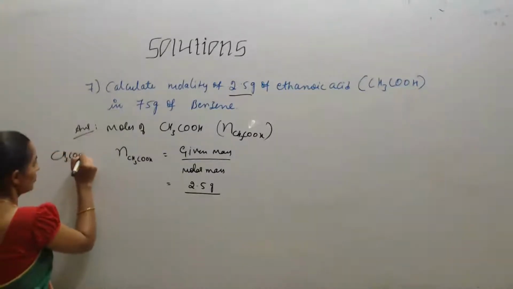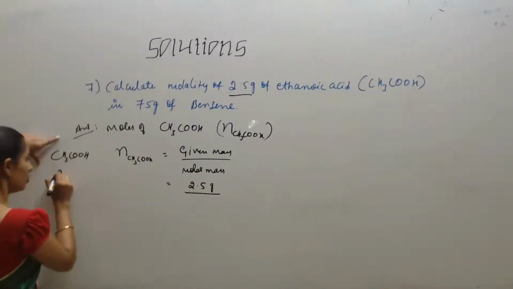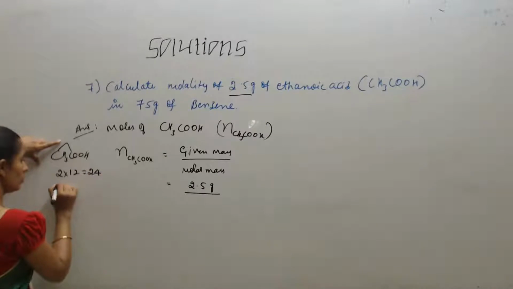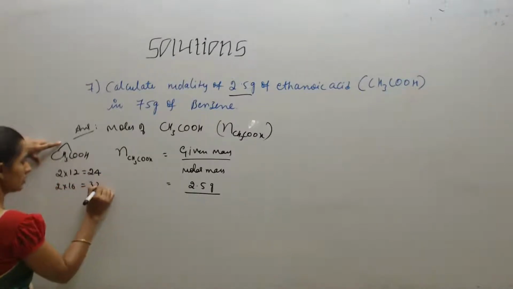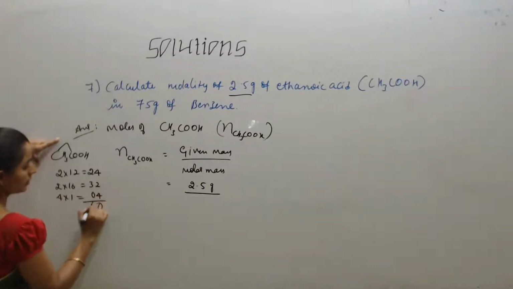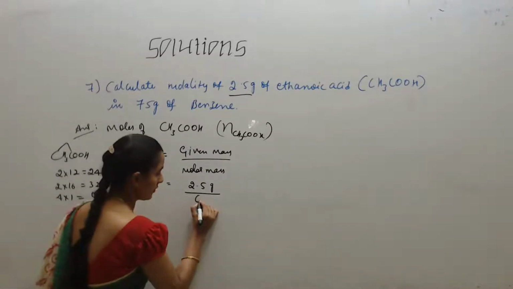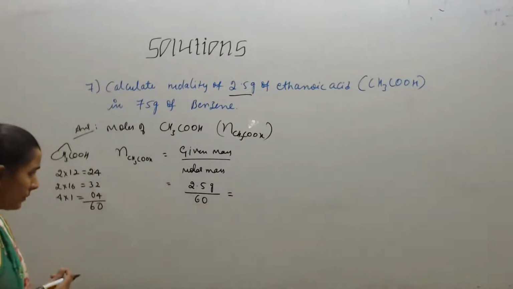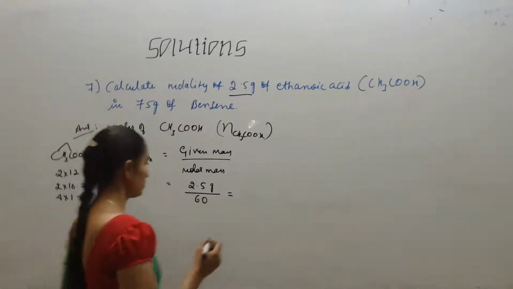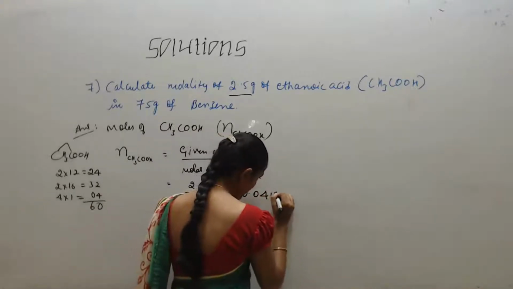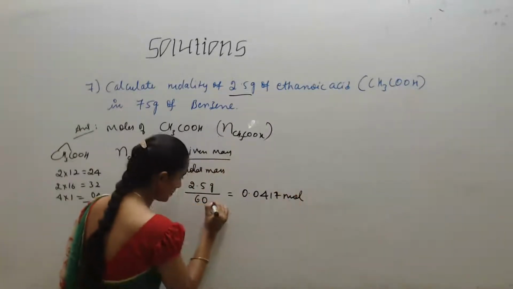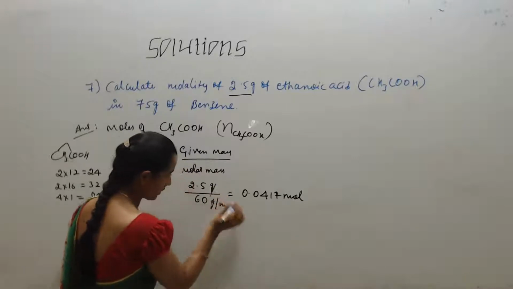CH3COOH, correct? 2 into carbon atoms, 2 is there, that is 12, 24. 2 into oxygen, that is 32, and 4 into hydrogen, that is 4, you will get 60. This is divided by 60, 2.5 by 60, approximately 0.0417. This is gram per mole, gram gets cancelled, moles.